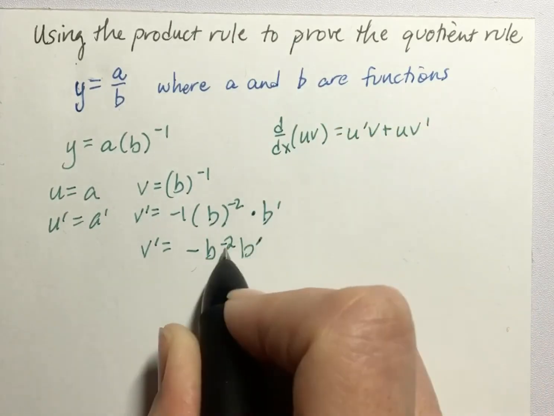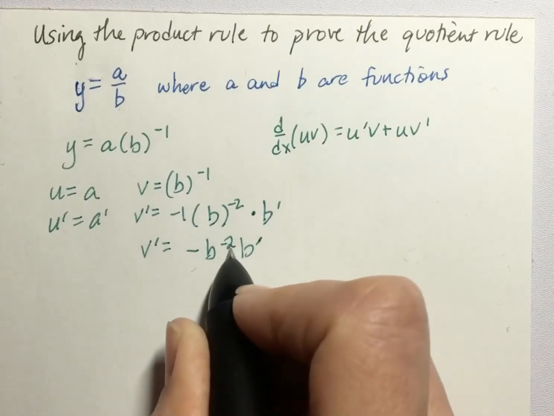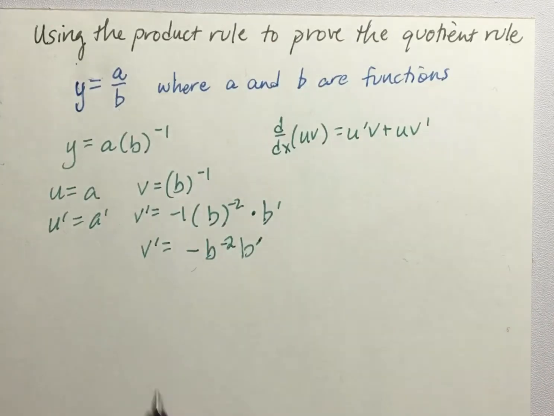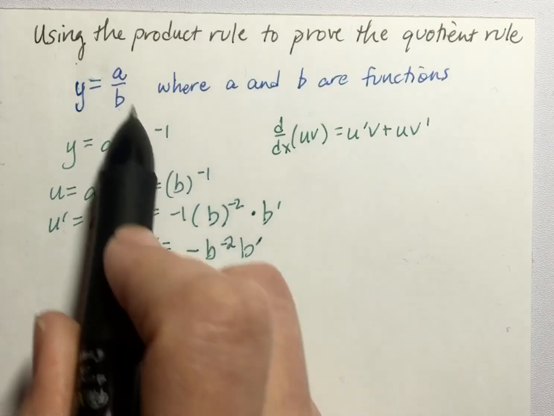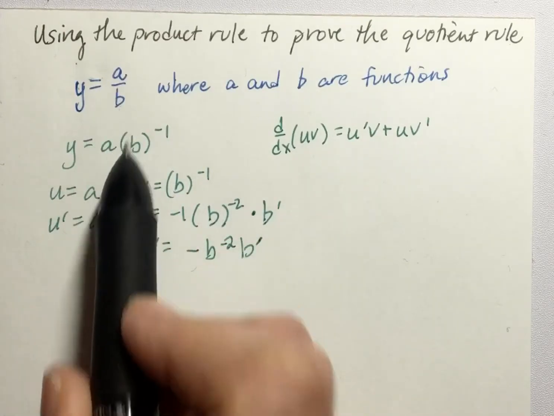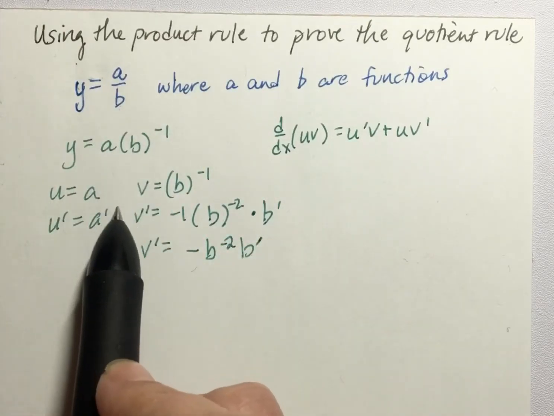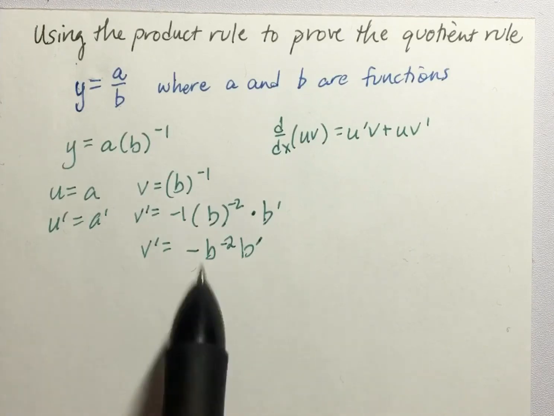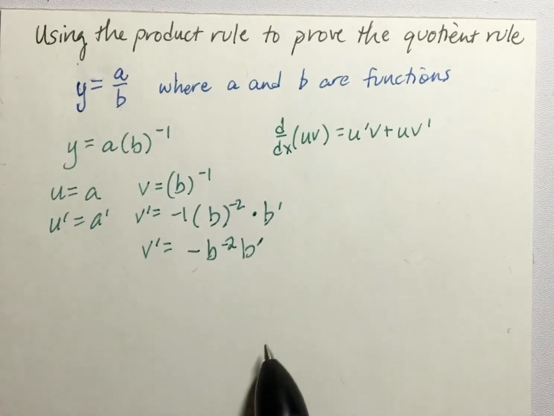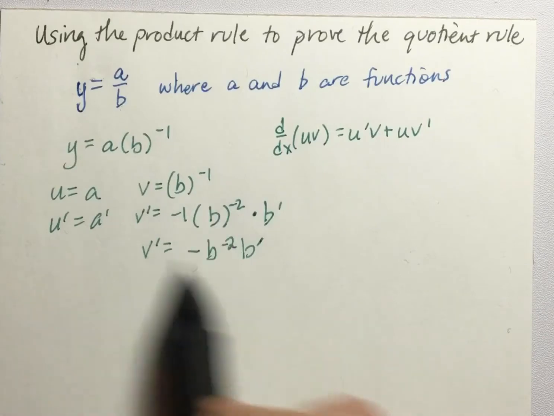So careful, because we have an exponent of negative 2 and a prime with that, so it looks kind of wonky. So here's why I switched our u over v to a over b, just so I wouldn't have u equals u and v equals v to the negative 1. That would be so weird. So that's why I switched it to a and b.